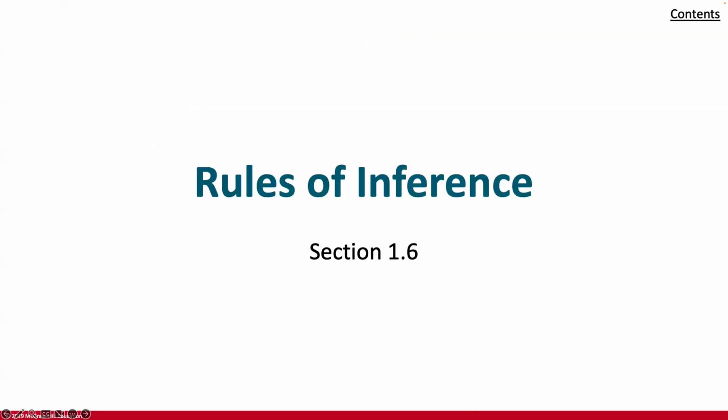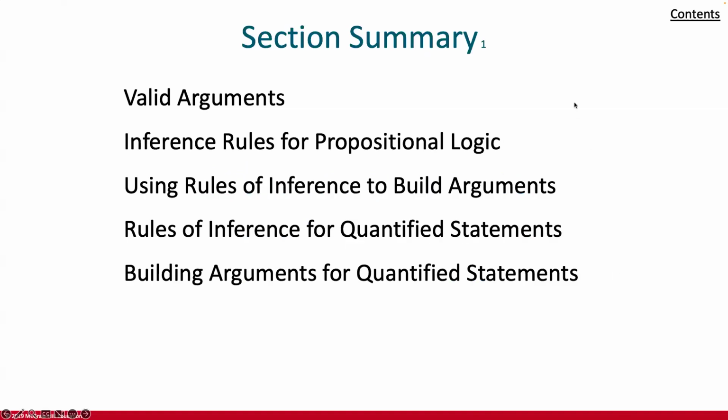So let's begin by thinking about the rules of inference. Later in this chapter, we will study proofs. Proofs in mathematics are valid arguments that establish the truth of mathematical statements. By an argument, we mean a sequence of statements that end with a conclusion. By valid, we mean that the conclusion or final statement of the argument must follow from the truth of the preceding statements or premises of the argument.